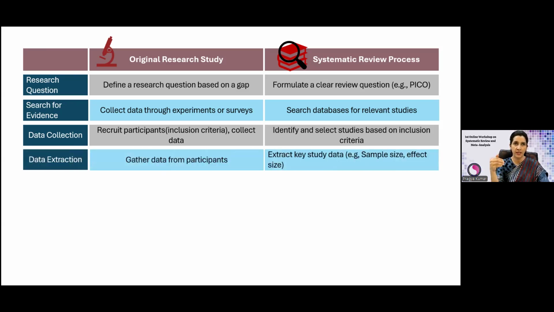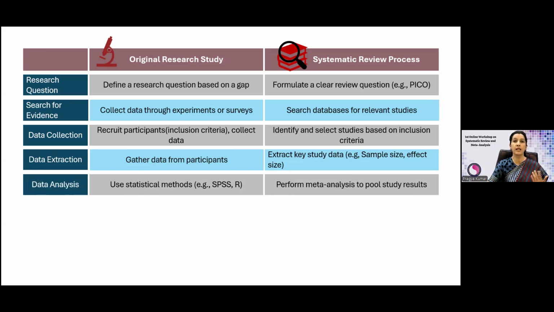Coming to the data extraction, you gather the data from the participants in case of an original study, whereas in case of a systematic review, you extract the key study variables. There are various variables which we select, like sample size in a particular study, what the effect size was, whether the outcome was in mean, median, or proportion, like Dr. Vijay was saying, they did a meta-analysis on proportion. So what is the outcome, how it is going to be measured, that you define in your systematic review process.